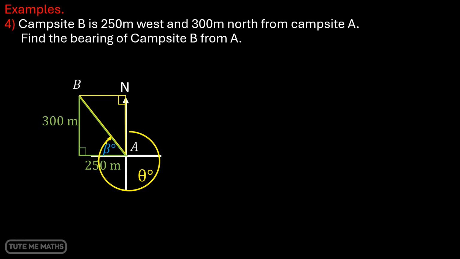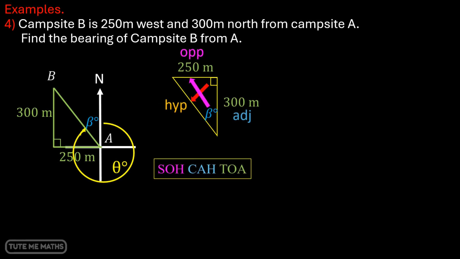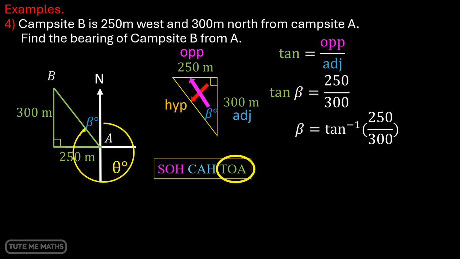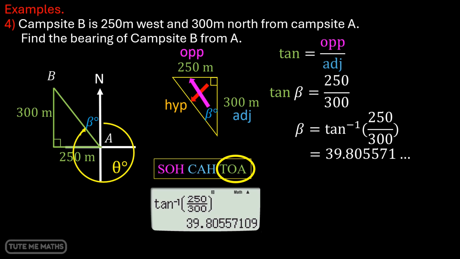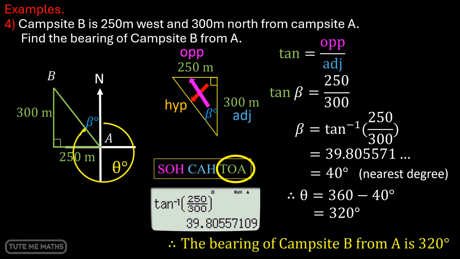Alternatively, we could have used this triangle instead, meaning we would calculate this angle as beta. Following the same process, we still use the tangent ratio, but its value is the reciprocal of the previous example, being 250 over 300 instead. This leads to theta being equal to 40 degrees instead of 50 degrees. Our required bearing, theta, will be 40 degrees less than a full revolution, so subtracting from 360, we find the bearing again to be 320 degrees.